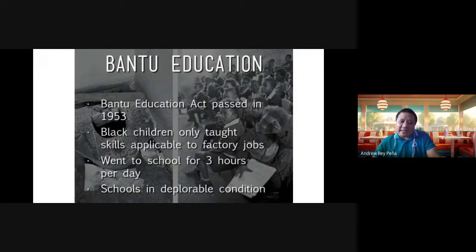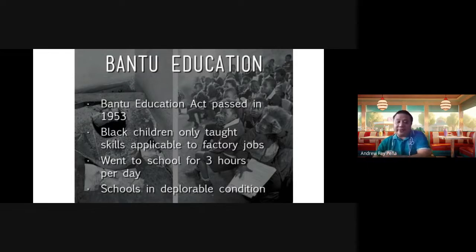Okay, so under the act, the Department of Native Affairs, headed by Henrik Verwoerd, was made responsible for the education of black South Africans. So in 1958, the Department of Bantu Education was established. The act required black children to attend the government schools. Teaching was to take place in the students' native tongue, although the syllabus included classes in English and Afrikaans.